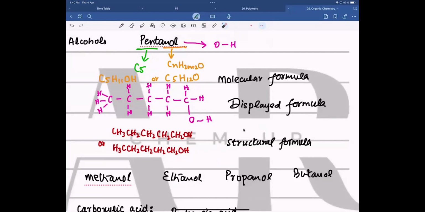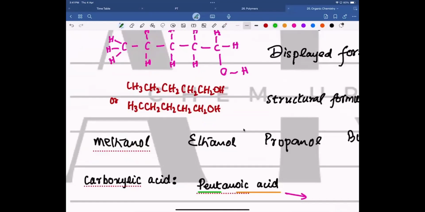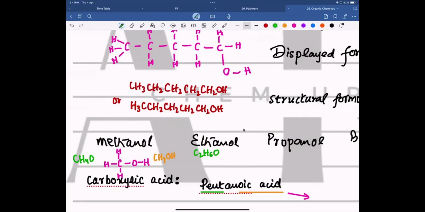Sir, one more question. In ethanol, when I am making the structure from the molecular formula CnH2n+2 and OH, the displayed formula I'm getting is CH2 and CH and one bond OH, but I'm not getting the fourth bond.